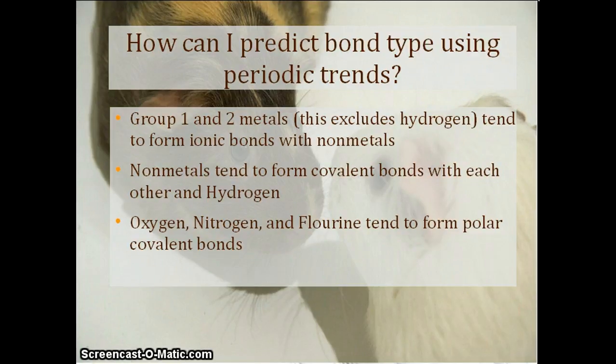You can predict the type of bond based on trends on the periodic table. Group 1 and 2 metals tend to form ionic bonds with nonmetals. Nonmetals tend to form covalent bonds with other nonmetals. If fluorine, nitrogen, and oxygen are involved, this covalent bond is often polar.